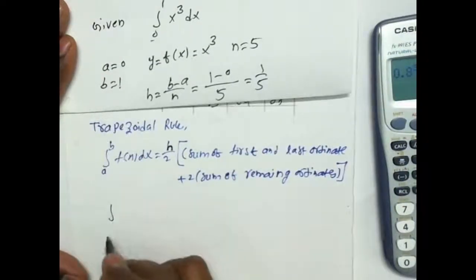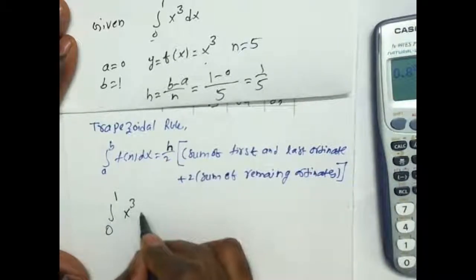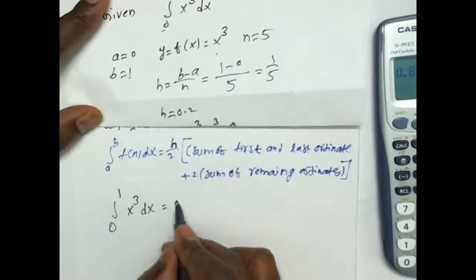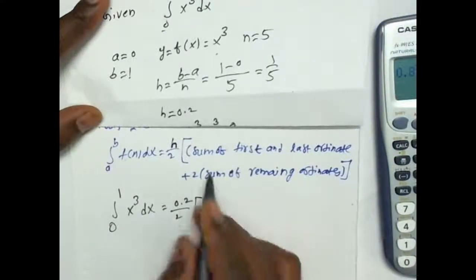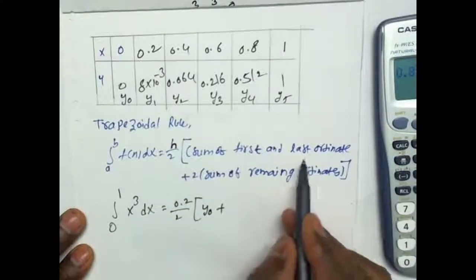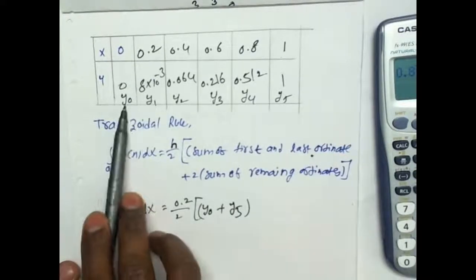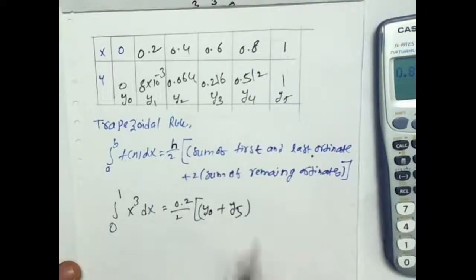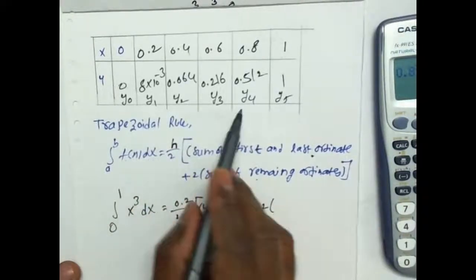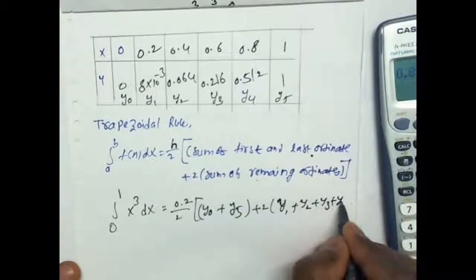Now integral a to b f of x dx. A means how much? 0. B means how much? 1. F of x means x cube dx is equal to h by 2. What is the h value? H value is 0.2. 0.2 by 2, times the sum of the first ordinate, y naught, plus the last ordinate, y5. That is y naught plus y5, plus 2 into the sum of the remaining ordinates: y1 plus y2 plus y3 plus y4.